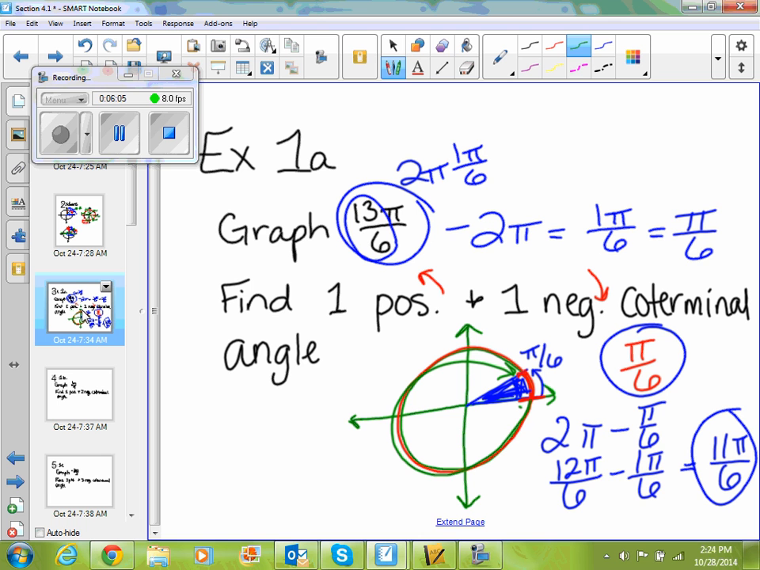One is showing that I'm going counterclockwise, and the other one is showing that I'm going clockwise. They just help me keep straight which direction I'm going.